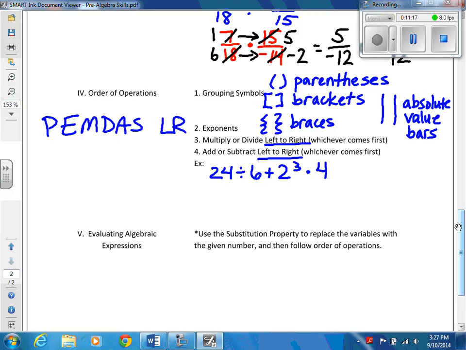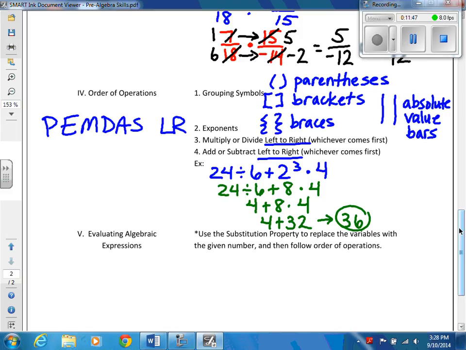Do not write equals 36. We are not solving an equation. We are evaluating an expression, right? So there is no equal sign in these answers, right? So try to train yourself otherwise.